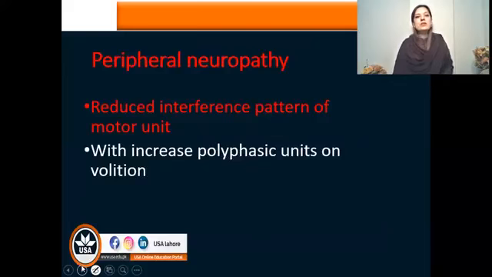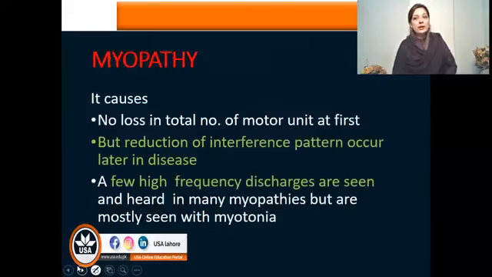Next, we have what is going to happen in peripheral neuropathy. Here too there is a reduced interference pattern of the motor units, with increasing polyphasic units on volition. While in myopathies, there is no loss in the total number of motor units at first, but the reduction of the interference pattern occurs later in the disease. A few high frequency discharges are seen and heard in many myopathies, but mostly with the myotonias.